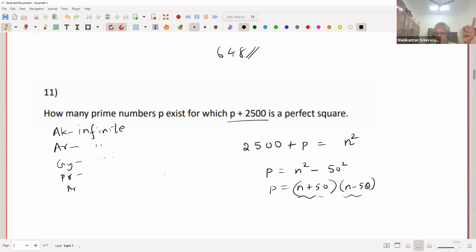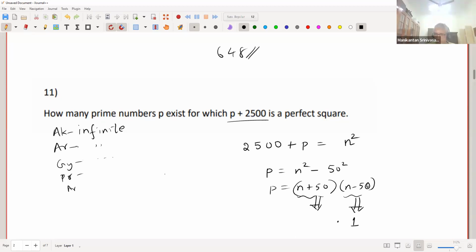So 1 could be a prime number. But otherwise, if there are two normal numbers other than 1, the product will definitely be composite, right? Two distinct numbers, n plus 50 and n minus 50. So the only possibility is if this one can be 1 and the other happens to be a prime number, both of them should be met.